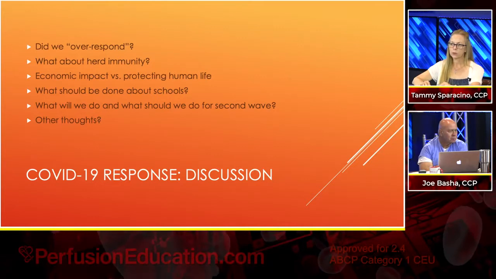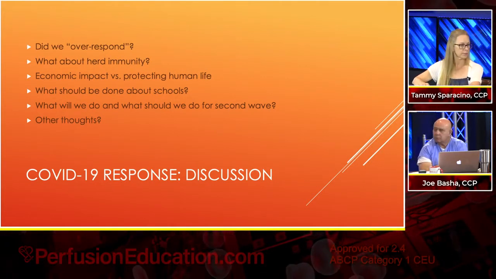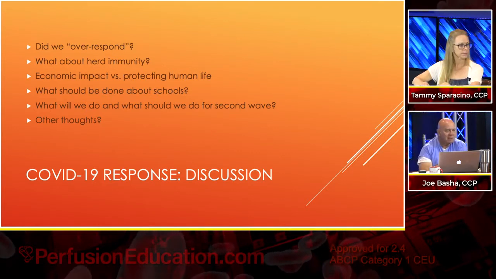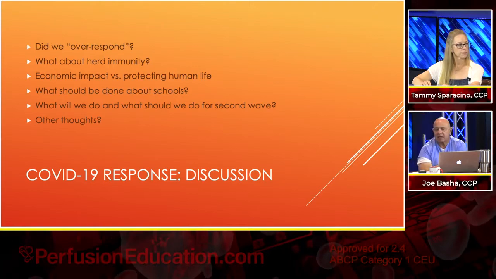What will we do and what should we do for this second wave, assuming it's going to come? I think if it does, it'll be more blunted. I think this is going to be like H1N1. I remember H1N1 was so crazy. We had so many patients on ECMO. Everywhere. Massive amounts of ECMO. Do you remember those years? Yeah. I was calling you all the time. Yep. It was crazy.